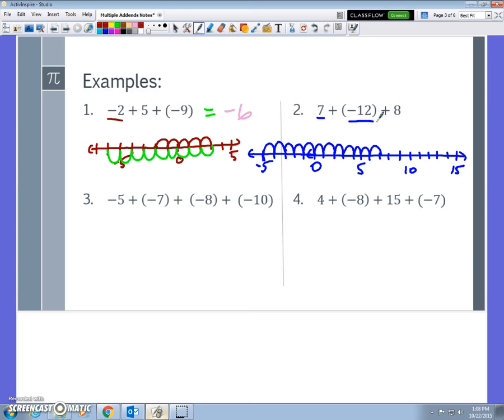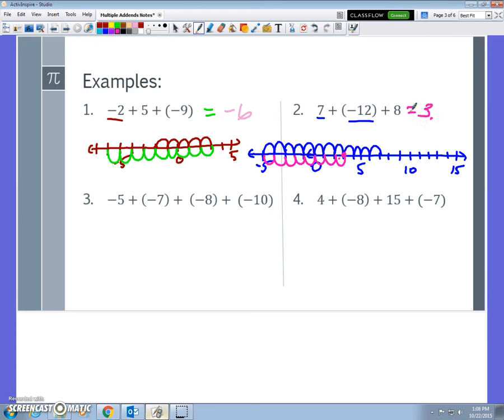I've used the 7, that's where I started. I've used the -12, and now I'm adding 8 to it. So I'm going to go back in the positive direction. 1, 2, 3, 4, 5, 6, 7, 8. Right there. And so my solution is 7 plus -12 plus 8 equals 3.